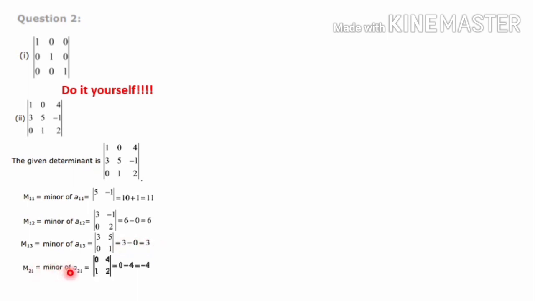Next M21, that is minor of A21, second row first element, that is 3. That particular row and column is gone, the balance 0 4 1 2, that is written here, that is 0 minus 4, that is equal to minus 4. Next element, that is M22, minor of A22. So this is the element, 5 is the element, that row and column is gone, 1 4 0 2 are the elements. Calculate the value of the determinant. 1 into 2, that is 2. 0 into 4, that is equal to 0. 2 minus 0, that is equal to 2.